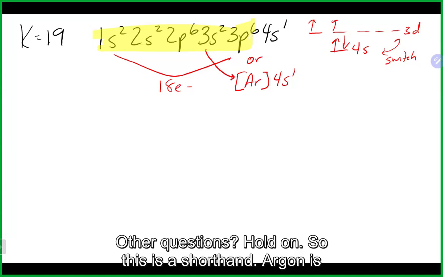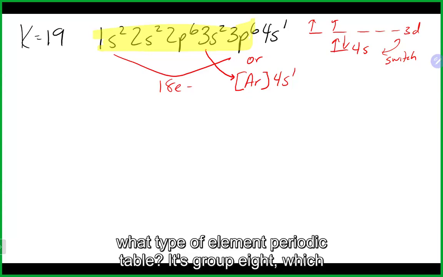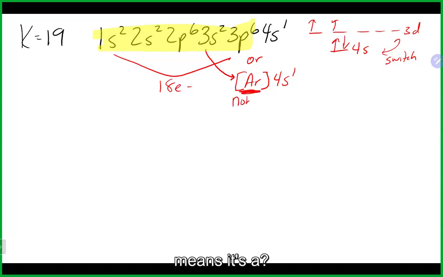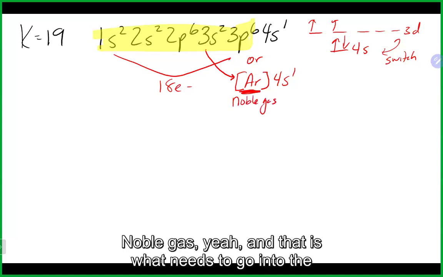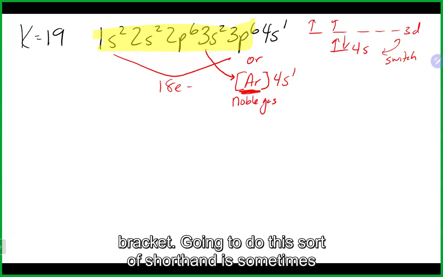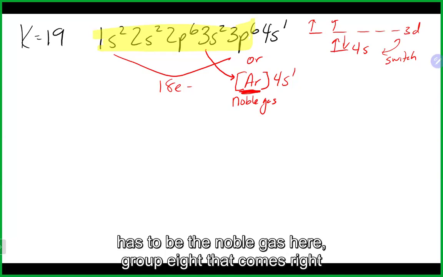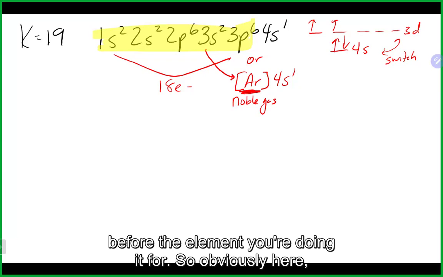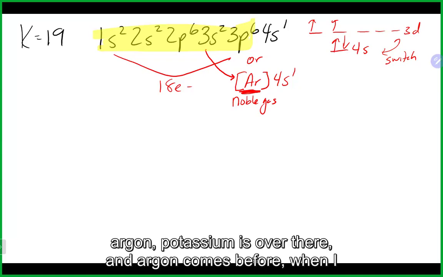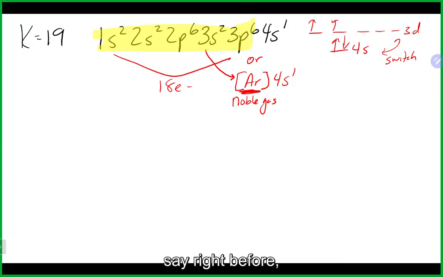So this is a shorthand. Argon is what type of element on the periodic table? It's group 8, which means it's a noble gas. Yeah. And that is what needs to go into the bracket. This sort of shorthand is sometimes referred to as noble gas configuration. It has to be the noble gas here, group 8, that comes right before the element you're doing it for. So obviously here, argon, potassium's over there, and argon comes before.